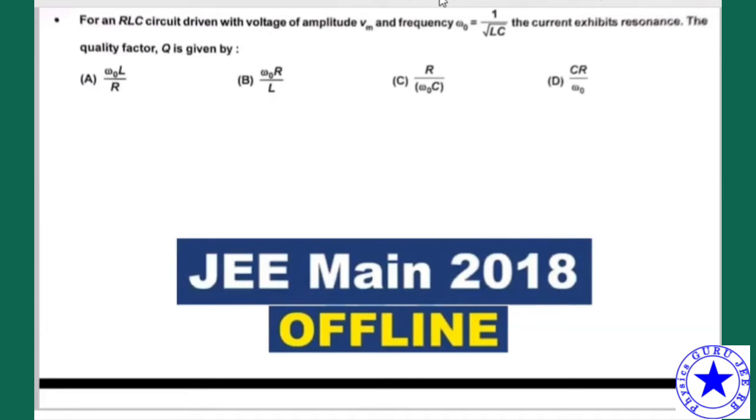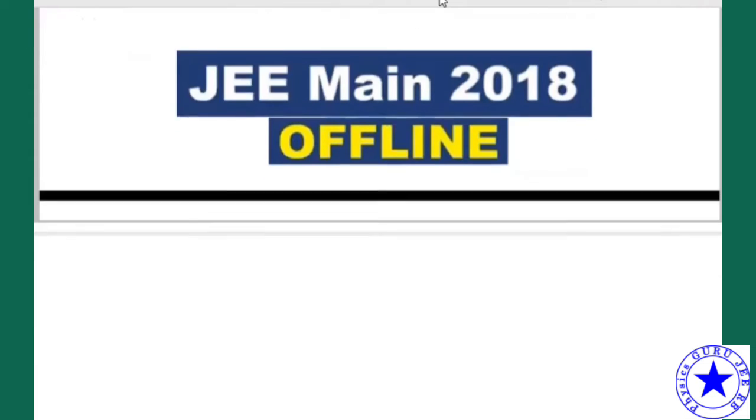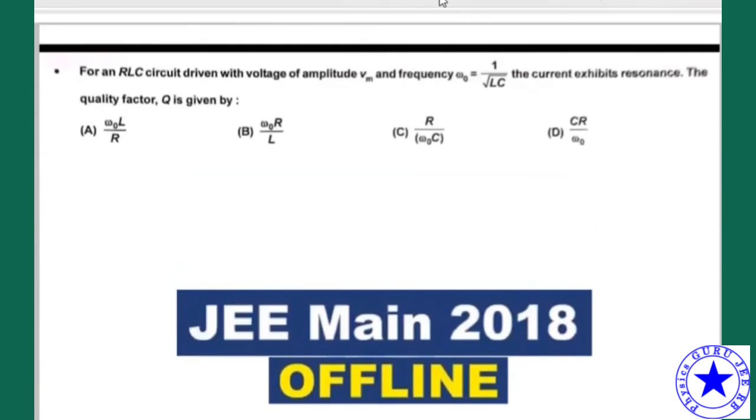For an LCR circuit driven with a voltage of amplitude Vm and frequency omega naught equal to 1 by root LC, the current exhibits resonance. We want to calculate the quality factor. The quality factor for the resistance is very simple. What is the quality factor, the Q factor, for a series LCR circuit?